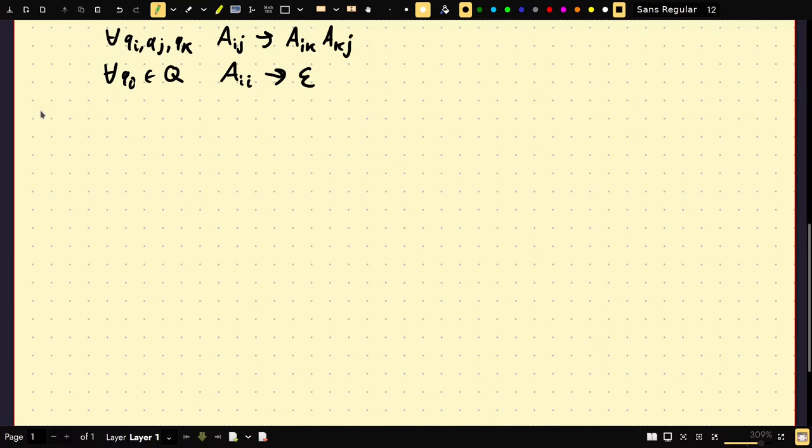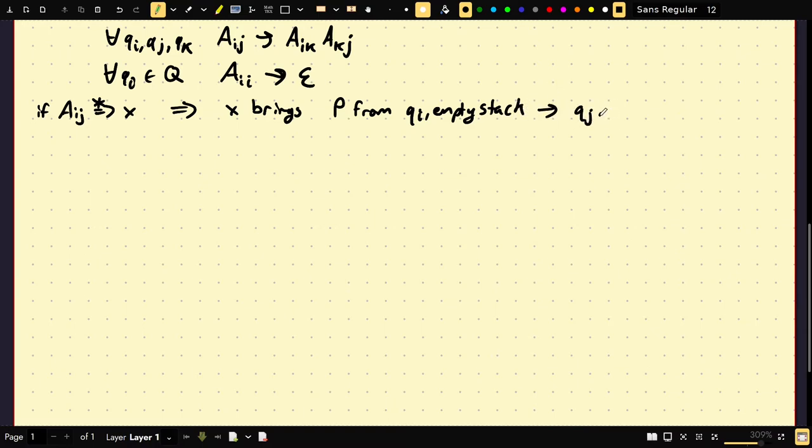Now, what I'm going to prove first is that if AIJ produces, in whatever number of steps, a string X, then this implies that X brings P from state QI and an empty stack to QJ and an empty stack. It might not be empty between those two, but when you're at QI and QJ, it is empty. And so we're going to do proof by induction on the number of productions. So first off, the base case is one step.